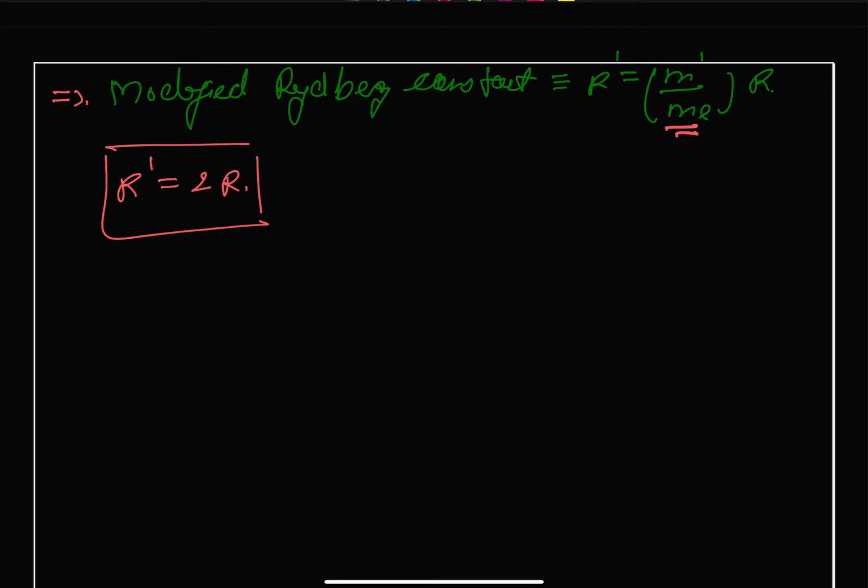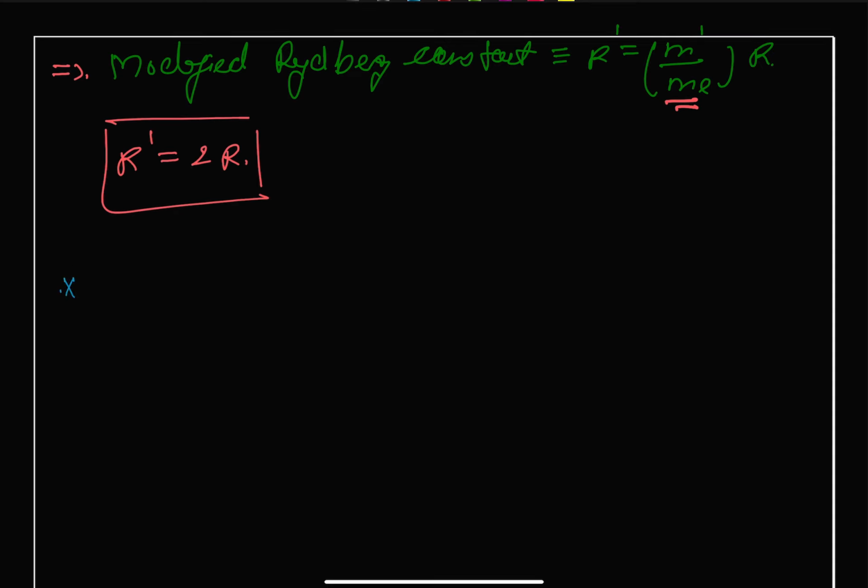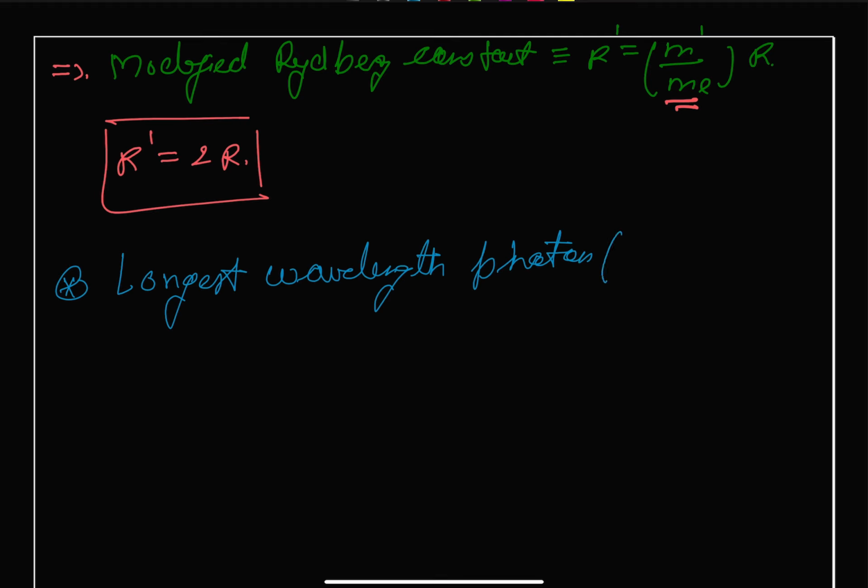Now we are going to find out the longest wavelength. So we can say longest wavelength photon, which is basically lowest energy transition to the level n is equal to 2.